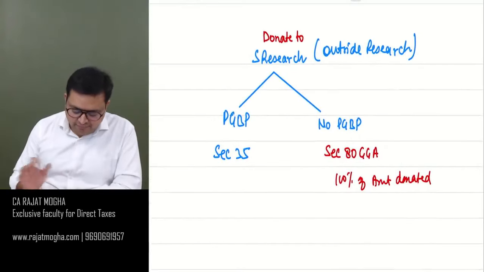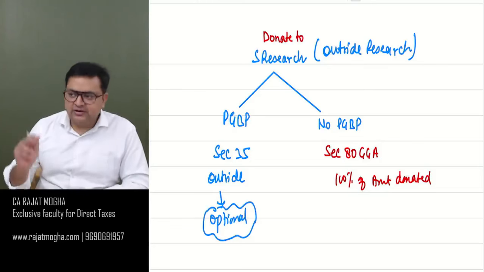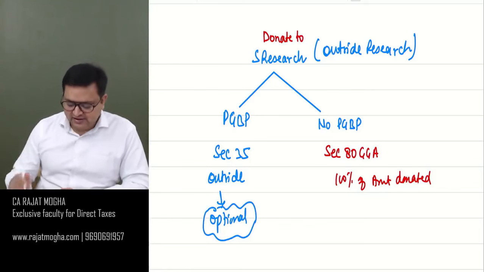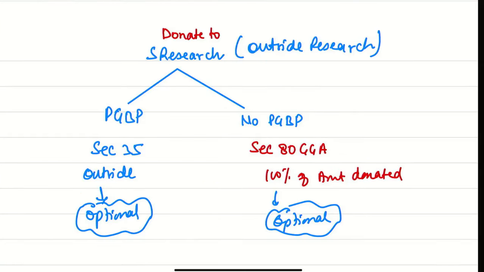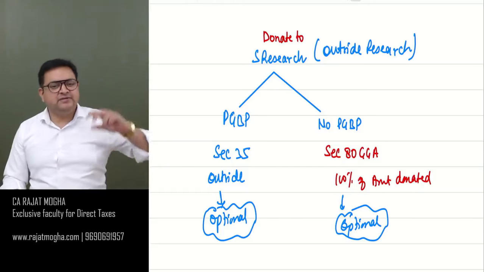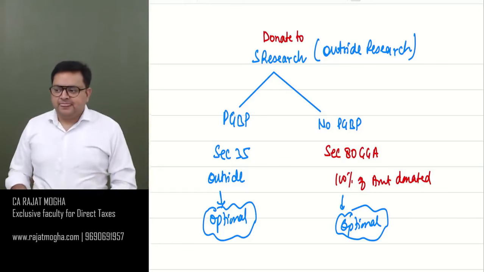Outside research was also in the optional regime. It was not in default. In default, only in-house research is allowed, not outside. And the same, 80GGA is also for optional. So these two will not be in default. They both would be in optional, but you should remember that whenever we are donating for outside scientific research, if we have PGBP, it is section 35; if we don't have PGBP, it is 80GGA. Understood?